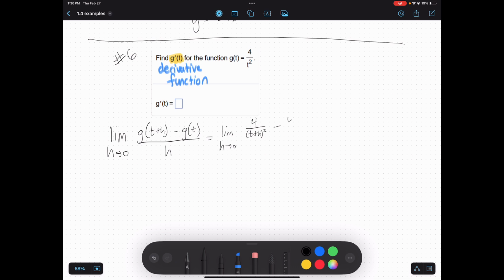What about g of t? g of t is just 4 over t squared. Put that in just straight. So this is where it gets a little tricky. Where do I go from here?